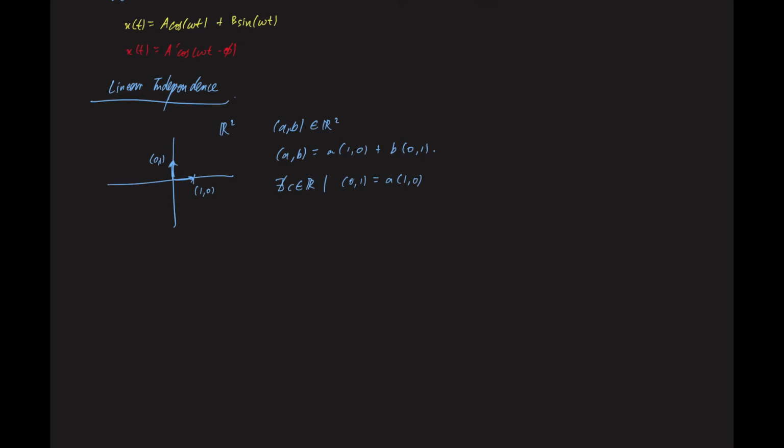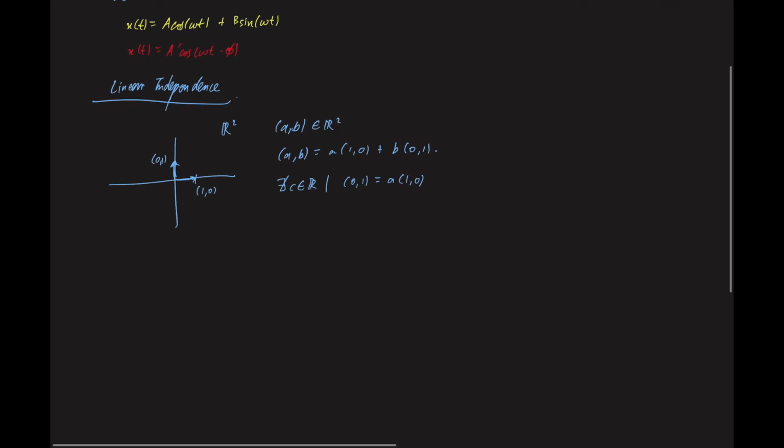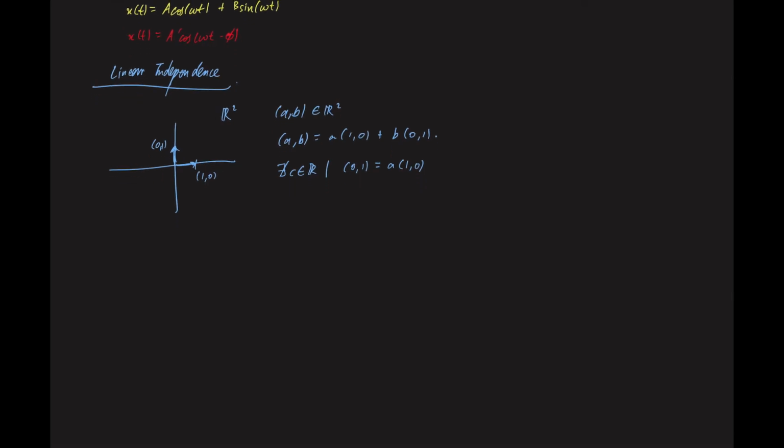Okay. So how does that relate to the solutions to the simple harmonic motion equation? We note that we can represent cosine of omega t and sine of omega t as vectors in their own right. They're vectors of function spaces. They are functions, but we note that cosine omega t cannot be written as a scalar multiple of sine omega t. So we can say that the set of these two function vectors, cosine omega t and sine omega t, is linearly independent.